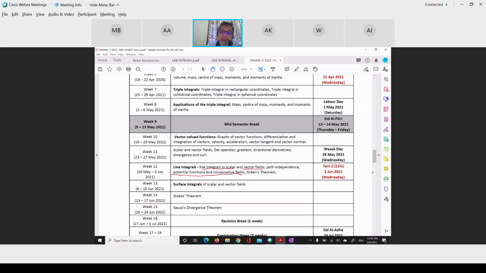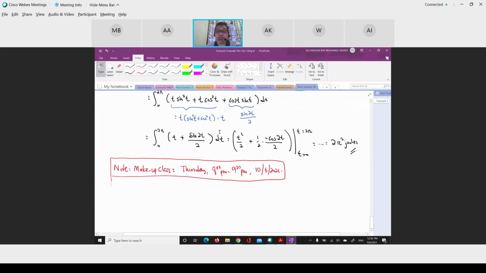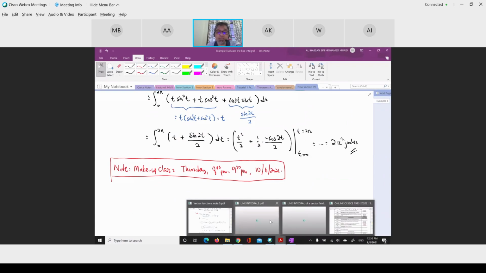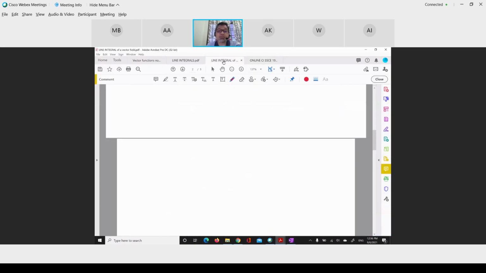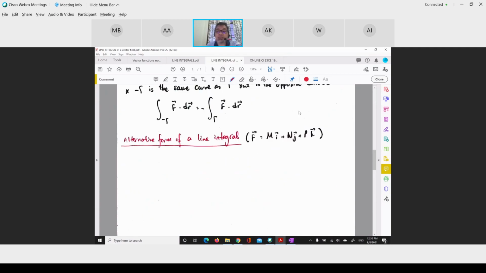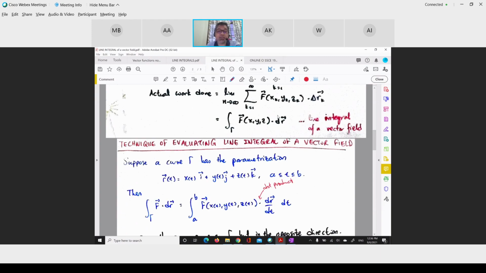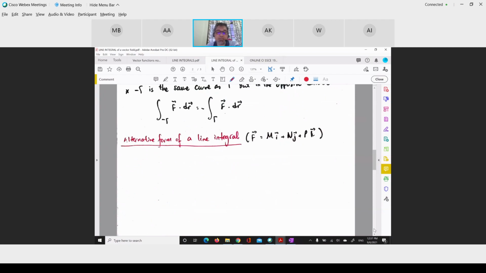If the vector field F here is conservative, that means it can be written as the gradient of a scalar function. This greatly simplifies the evaluation of line integrals of a vector field. It is equivalent to the fundamental theorem of calculus that you have studied before for functions of a single variable. So that I will discuss with you tomorrow night.